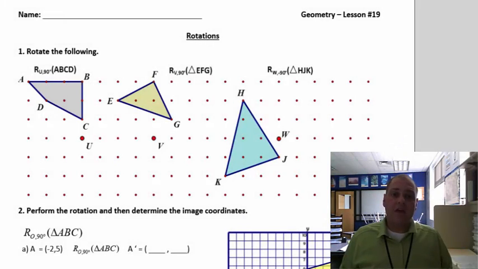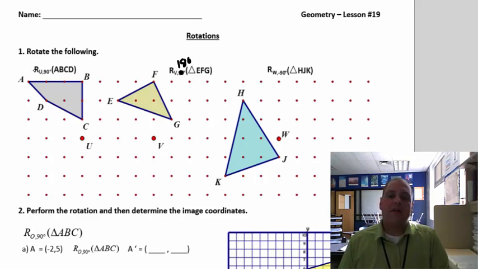We're now going to take a look at rotations, and we're going to actually do some rotations, and then we're going to get some coordinate points from rotations. Okay, so first thing here is rotating a quadrilateral.